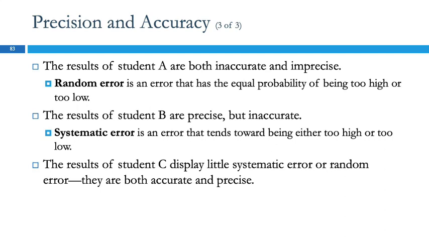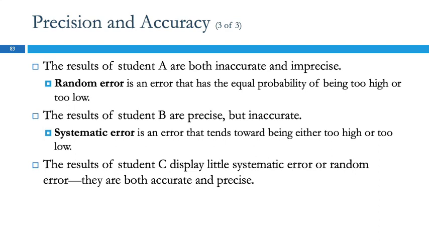So why would those results be inaccurate or imprecise? There are 2 main causes of error. One is random error. Every time you take a measurement, there's a chance that your measurement is going to be a little too high or a little too low, because no measurement is exact. Very frustrating, but it's not exact. So it has an equal probability of being too high or too low.